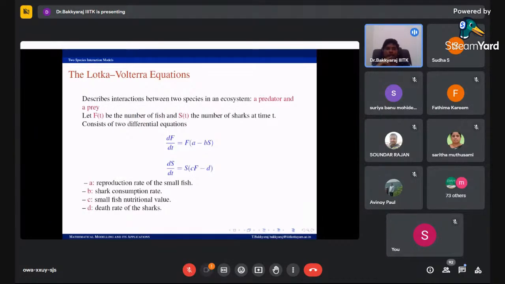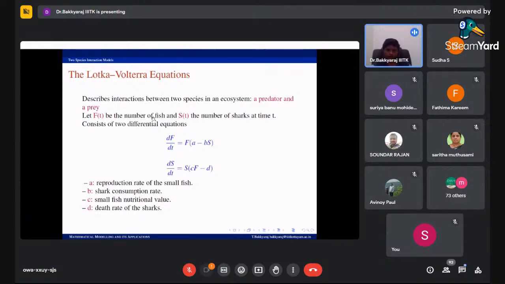Okay, so Lotka-Volterra equations. So here we have prey and predator. Say for example here the prey is the number of fish. Okay, so you have an environment. In that environment, the prey-predator interaction is always there. So f of t, let us denote the number of fish, s of t denote the number of sharks. The shark is the predator and the prey is the fish.